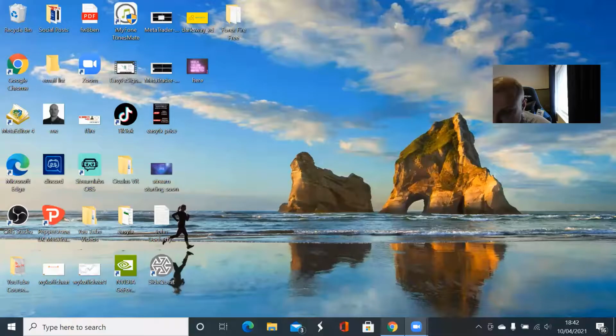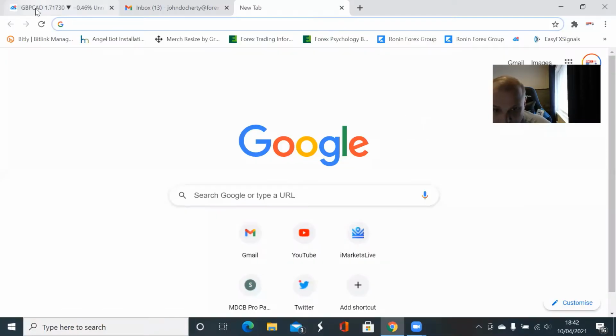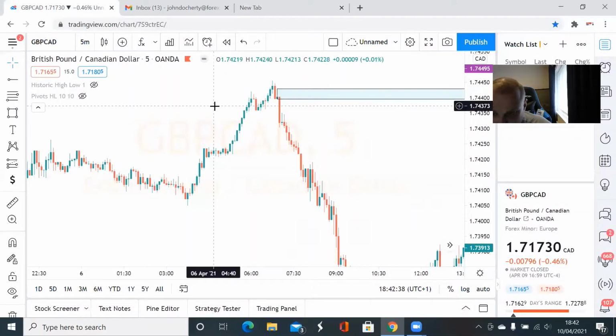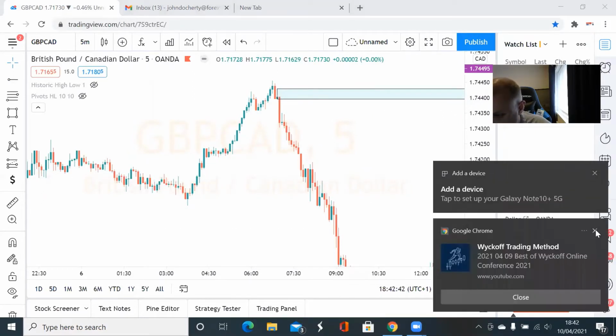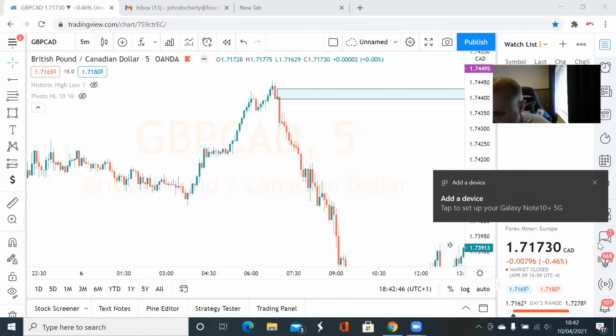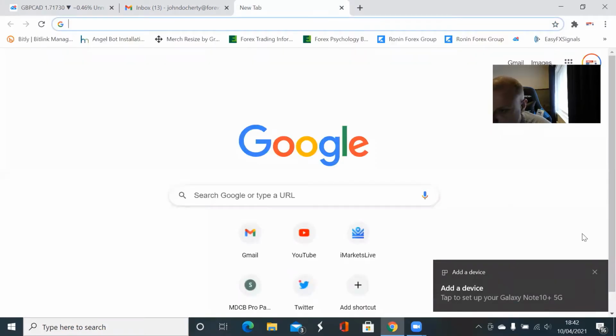Just bear with me, get that handsome face of mine in that top corner. Right, so I'm on the Great British Pound chart. Okay, so wait until my notifications come through. Have to bear with me, guys.